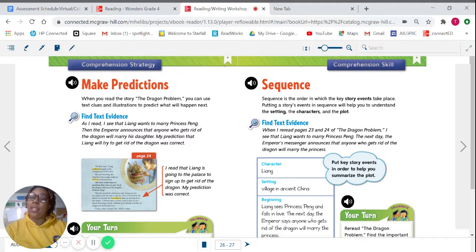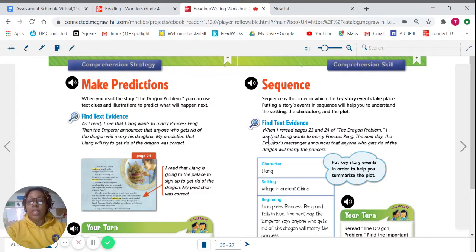So our other comprehension skill would be sequencing. Sequencing is the order in which the key story events take place. Putting a story's events in sequence will help you understand the setting, the characters, and the plot. So let's definitely pay attention to the key story events. Those are going to be the most important pieces of the story.